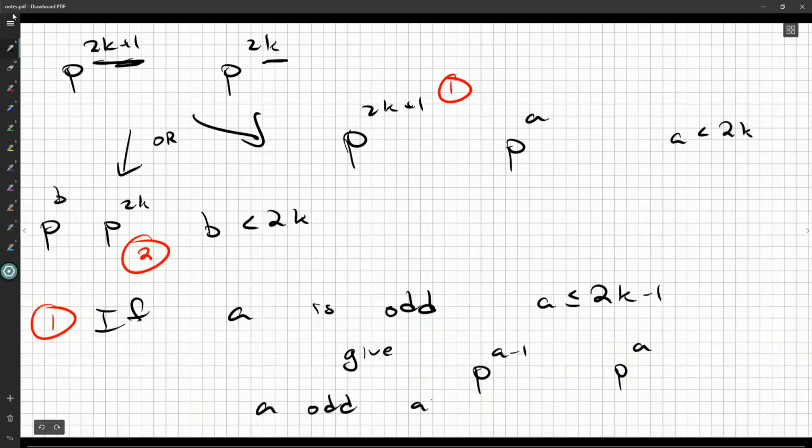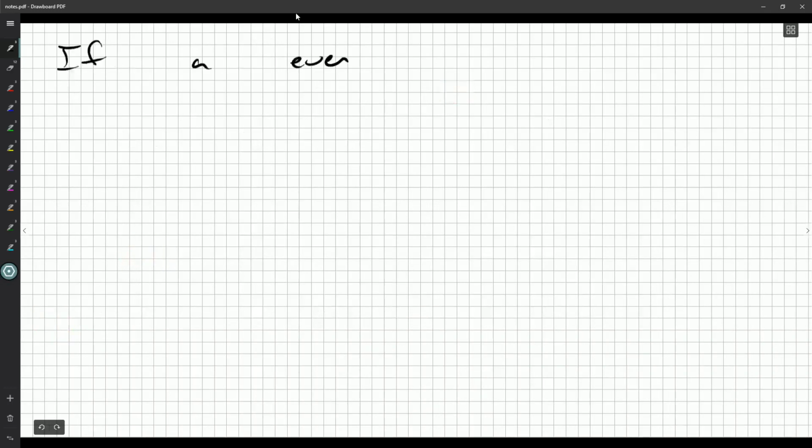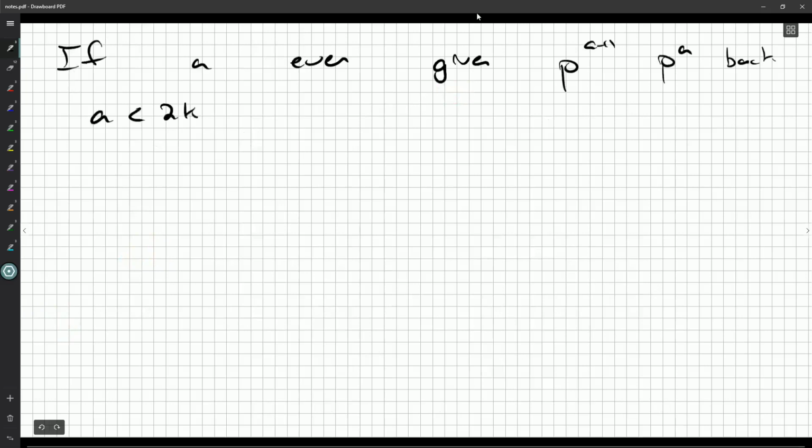A is odd, therefore a is greater than or equal to 1, so a minus 1 is greater than or equal to 0. So that would work. What if a was even? If a is even, I want the even number to be the lower one. Then give p to the a plus 1, p to the a back. Okay, a is less than 2k. That's what we said.